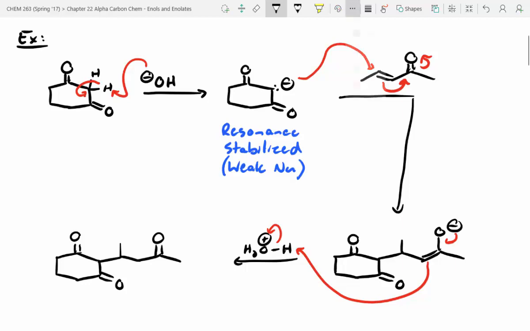In this case, you may hear some different terminology used. This is commonly referred to as our Michael donor. And this would be our Michael acceptor. Really, your Michael donor is always going to be the thing acting as a nucleophile, and your Michael acceptor is going to be your electrophile because it's accepting the electrons from the donor. So let's take a look at some common Michael donors. We just said that resonance stabilized enolates are good Michael donors, but there's other ones.